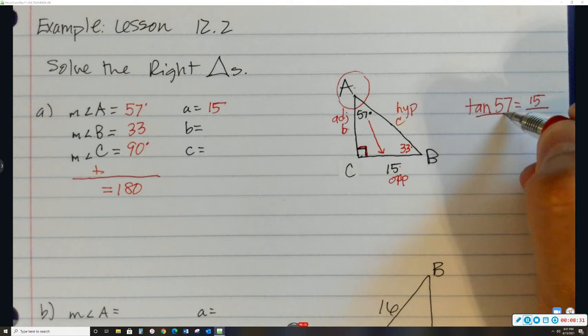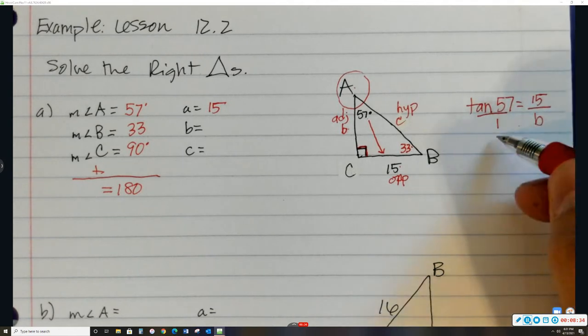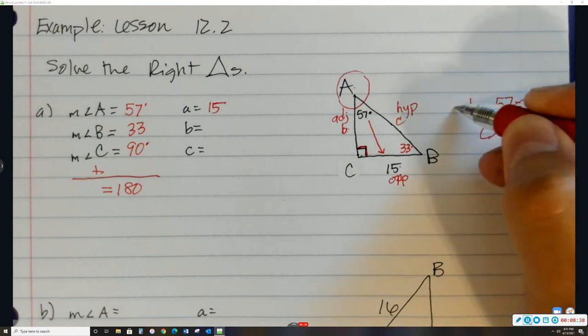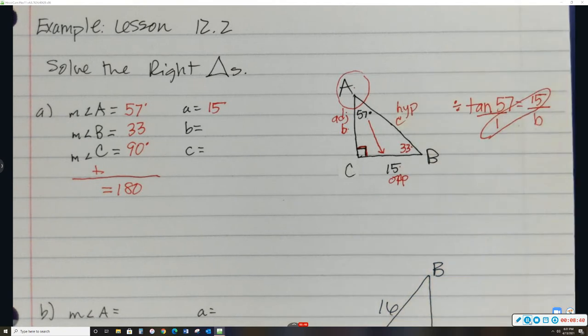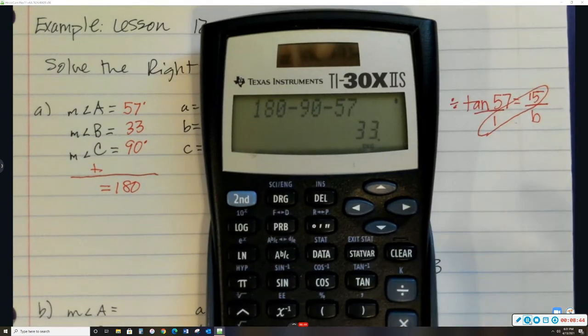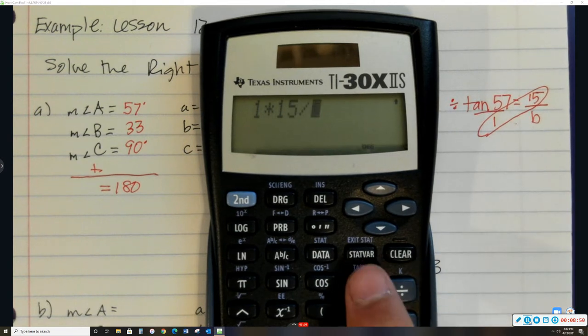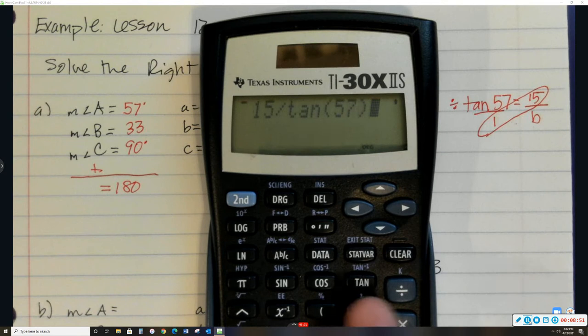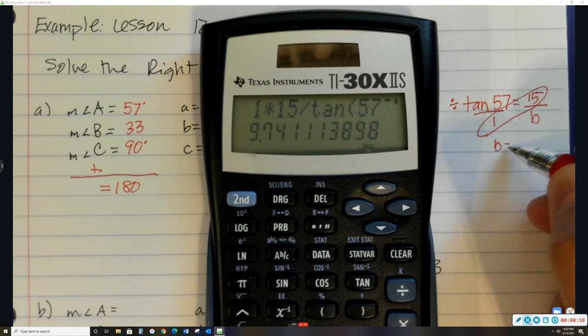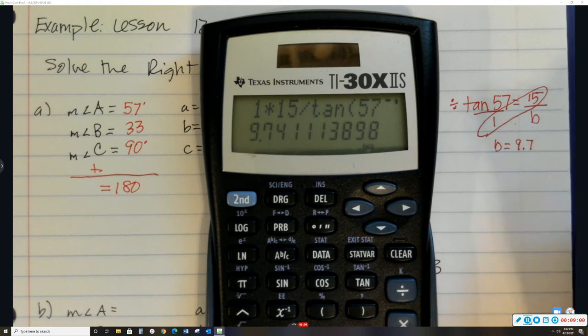Now remember, when we solve this, put a 1 under there, cross multiply so you don't grab the variable, and divide by what's left over. So if I type that into the calculator, it'll look like this: 1 times 15 divided by tangent of 57. What is that, 9.7? So I know B equals 9.7.